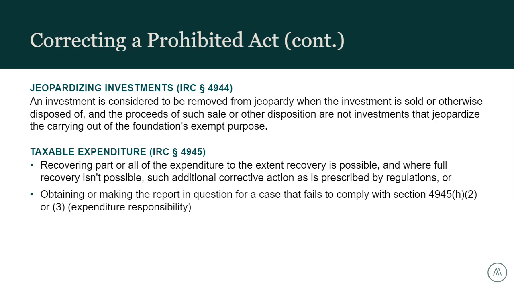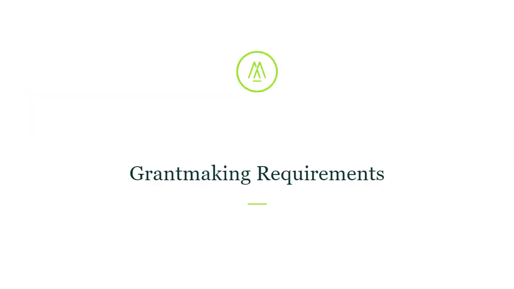So again, it really depends on the act. You really have to think through how, if it were to occur, it needs to be corrected, and do your best effort to correct it, as it will have to be explained. The correction itself would have to be explained on the Form 4720. And I think with that, I will turn it back to Pam to cover grant making requirements. Okay, thanks, Maggie.